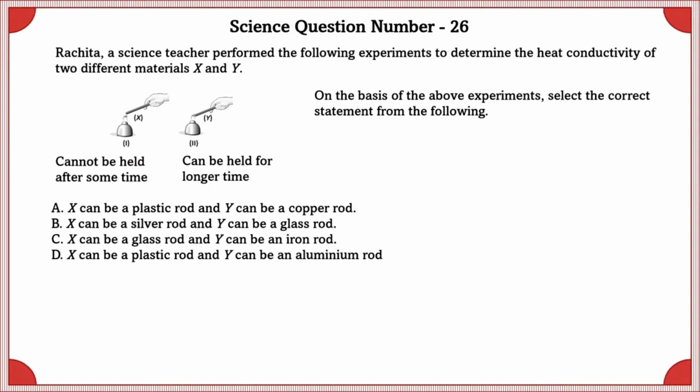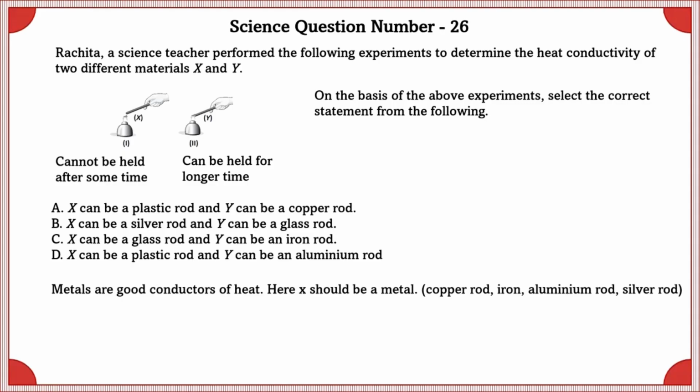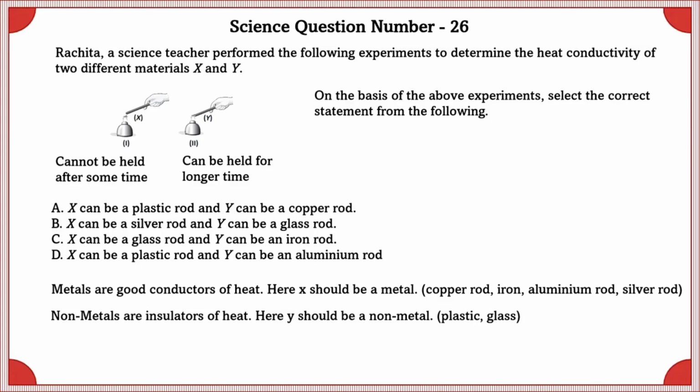Science question number 26. Rachita, a science teacher, performed the following experiments to determine the heat conductivity of two different materials X and Y. On the basis of the above experiments, select the correct statements from the following. Metals are good conductors of heat. Here X should be a metal, that is copper rod, iron or aluminium rod or silver rod. Non-metals are insulators of heat. Here Y should be a non-metal, that is plastic or glass. So the correct option can be the B option.